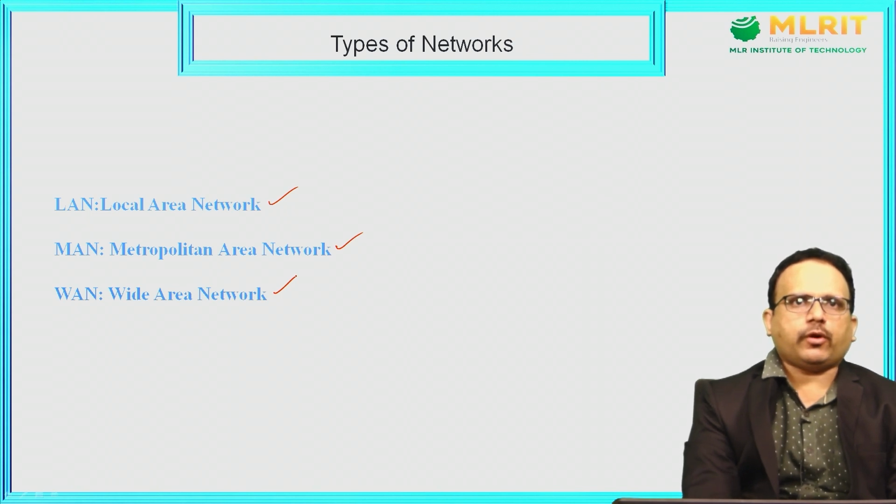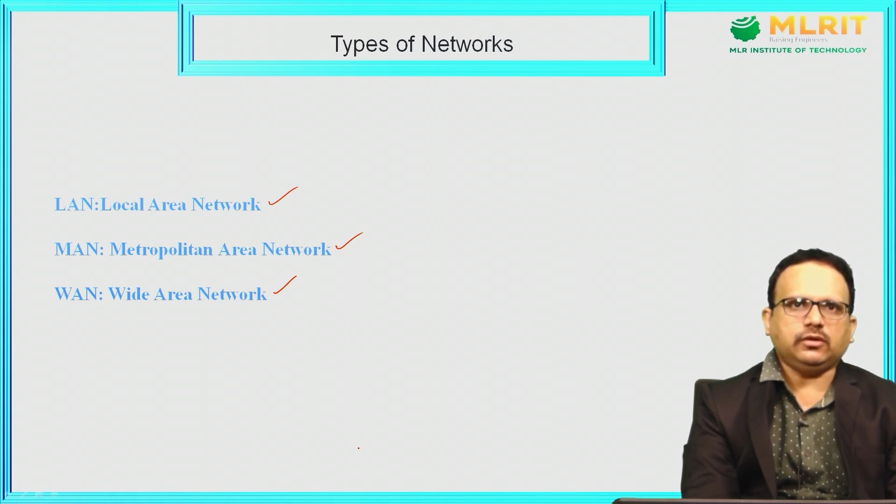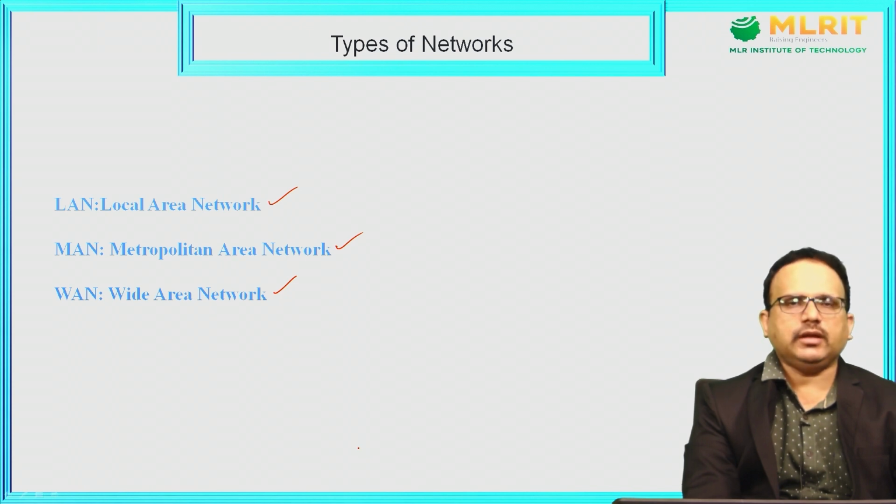The common point among all three networks is the sharing of resources, and they differ only with respect to area size. The purpose of all three networks is to share data and resources, which might be in a number of ways. The only difference is the size: LAN has a specific size, metropolitan area networks have some size, and wide area networks have some size. We will discuss each network in detail.